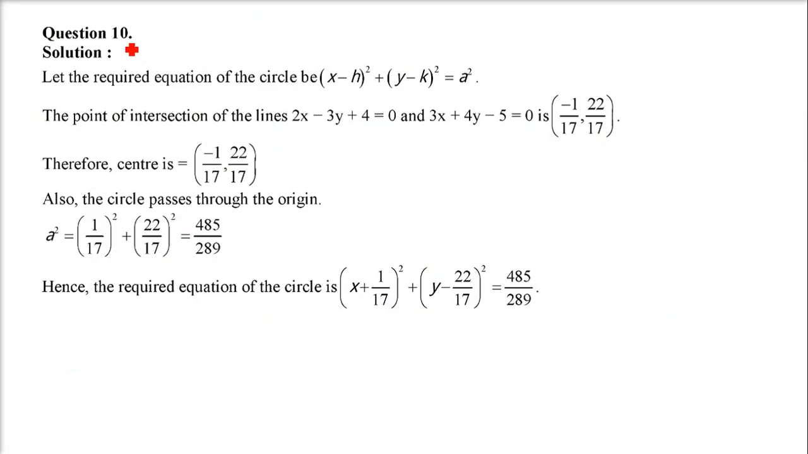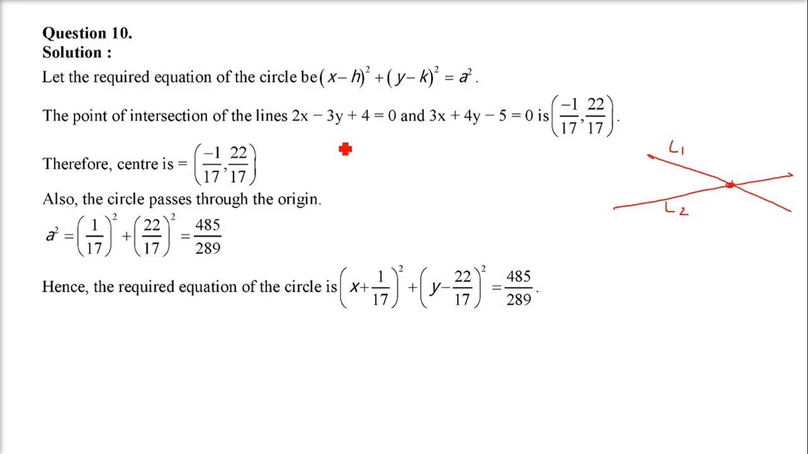Question number 10. A circle whose center is the point of intersection of the lines 2x minus 3y plus 4 equals 0 and 3x plus 4y equals 5 passes through the origin. Find its equation. So we have two lines. This is L1, this is L2. Now these two lines intersect here. And this point we have to find out.